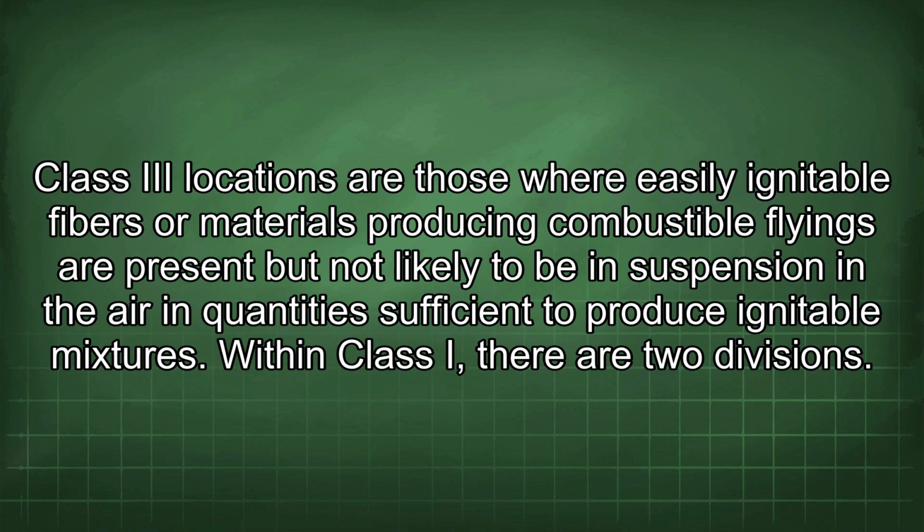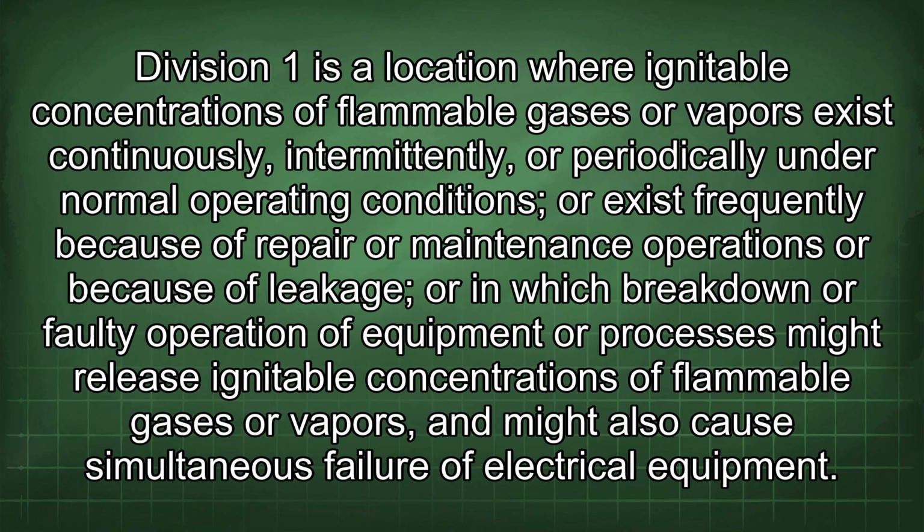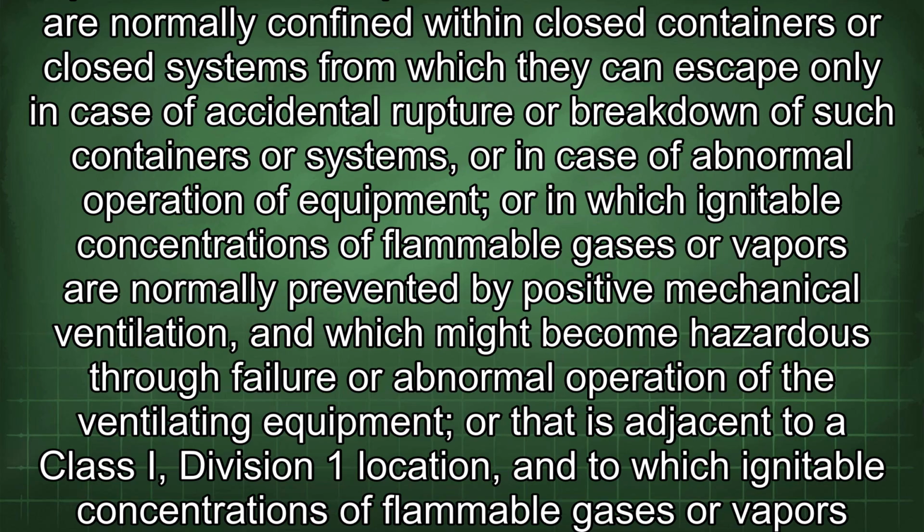Within Class I, there are two divisions. Division 1 is a location where ignitable concentrations of flammable gases or vapors exist continuously, intermittently, or periodically under normal operating conditions, or exist frequently because of repair or maintenance operations or because of leakage, or in which breakdown or faulty operation of equipment or processes might release ignitable concentrations of flammable gases or vapors, and might also cause simultaneous failure of electrical equipment.